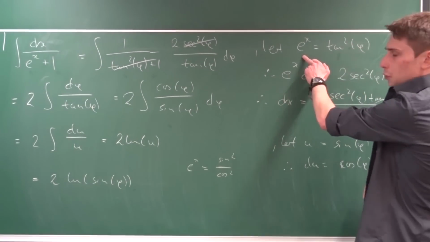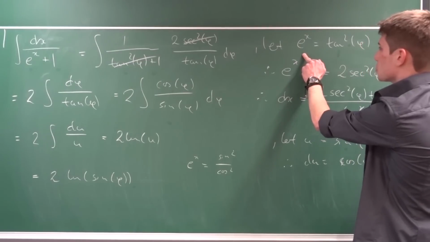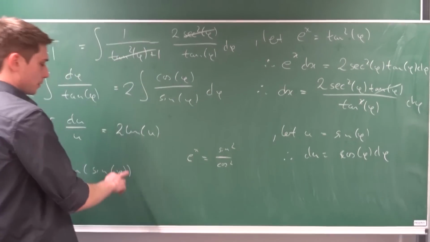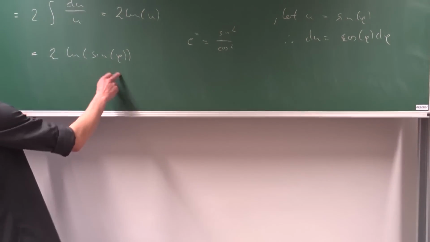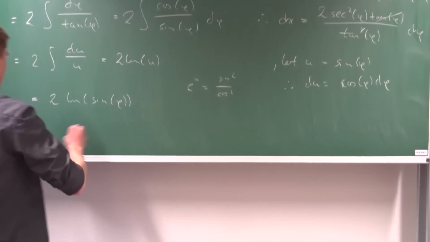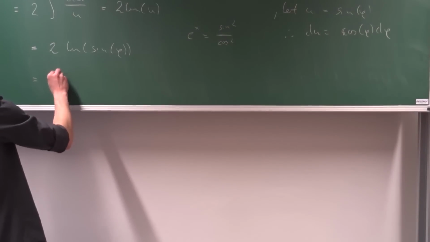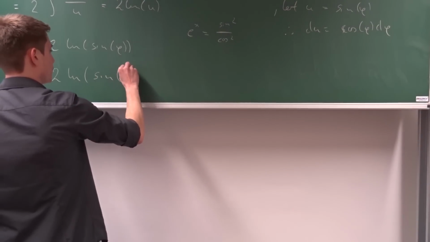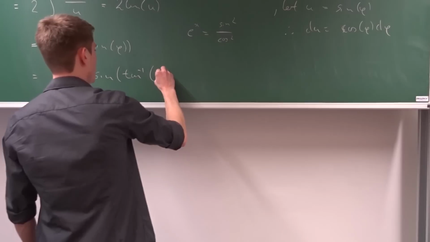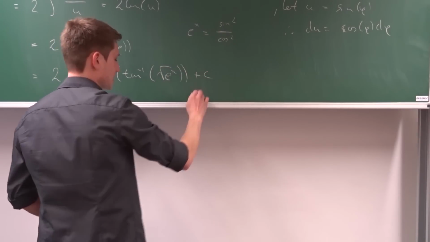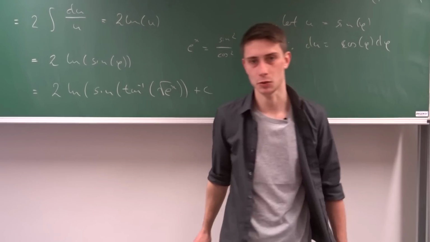We can take the square root right here on both sides, and then we can use the inverse tangent. So phi is nothing else than the inverse tangent of the square root of e to the x. So actually we end up with 2 times the natural log of the sine of the inverse tangent of square root e to the x, plus c. And now we are done with this one.